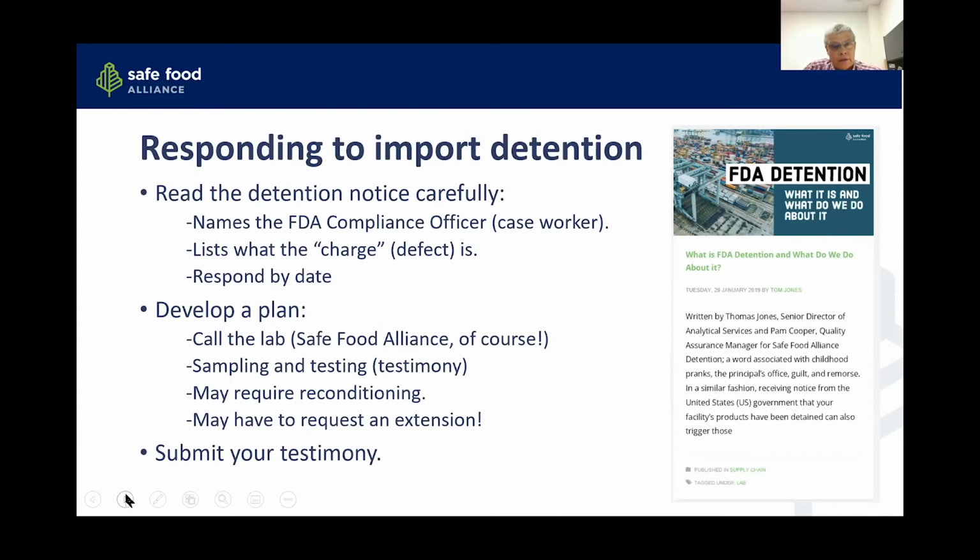Once you have the necessary data, you've either done your reconditioning and or your testing, you're able to then submit that testimony to FDA, and hopefully the load is cleared. I notice over here on the right-hand side, we have a notice about an article that we wrote. Pam Cooper and myself put together that kind of summarizes what you have to go through in the FDA detention process. That is available on our website, and we'll make sure that you're able to check that out too.